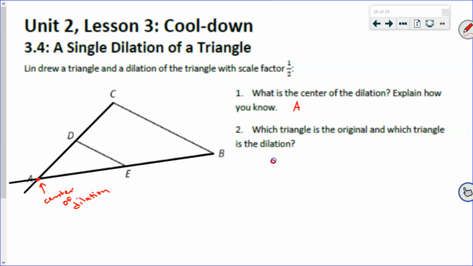The original is ABC. How do you know that the original is ABC? Okay, but you have to be careful. There's extra information that's given to us, and it's right here. A scale factor of 1/2. 1/2 is less than 1.